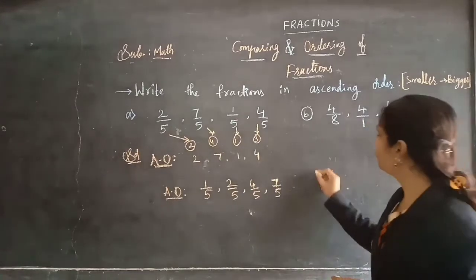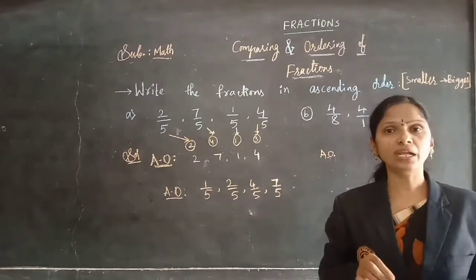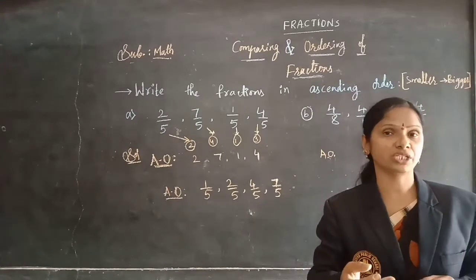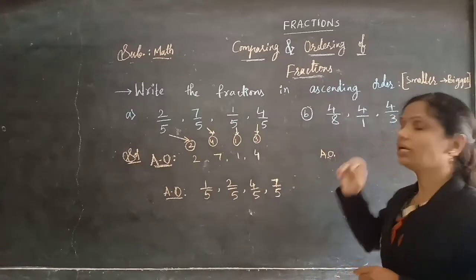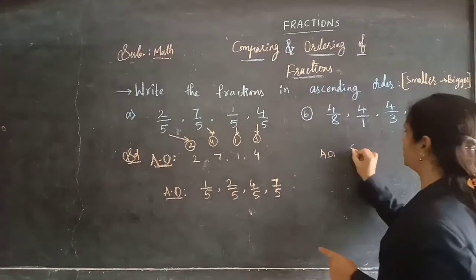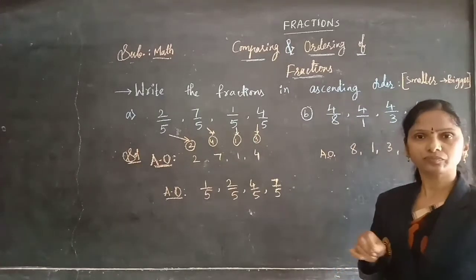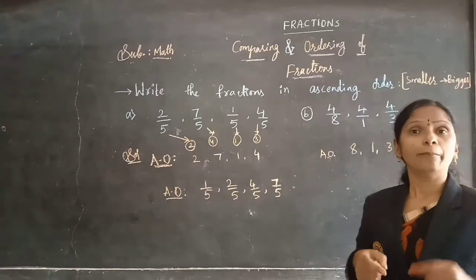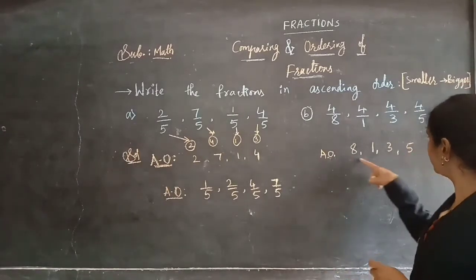Okay, means here we require the ascending order. Ascending order means we require the smaller value first, so we take bigger denominators first. Here we are comparing denominators 1, 3, 5. Yes. So in this, the bigger value will become the smaller fraction, children. Okay. So what will be the bigger value?